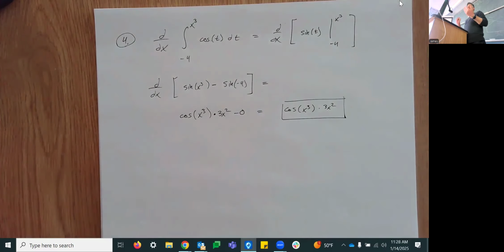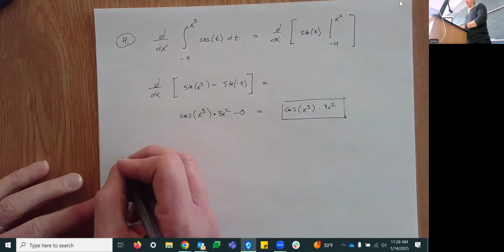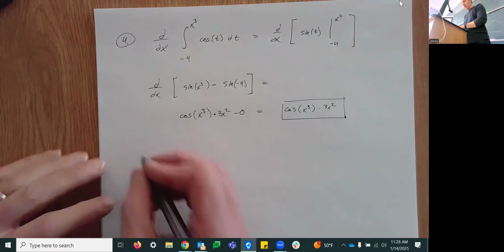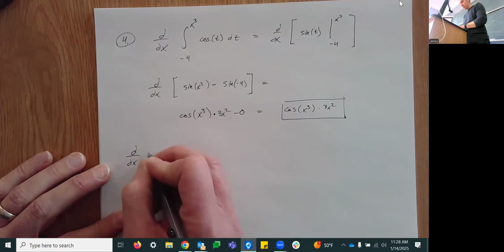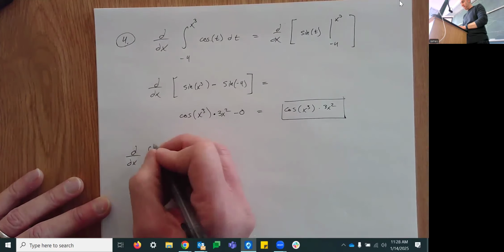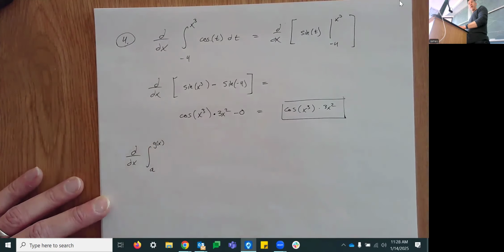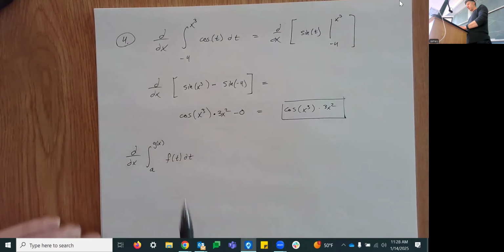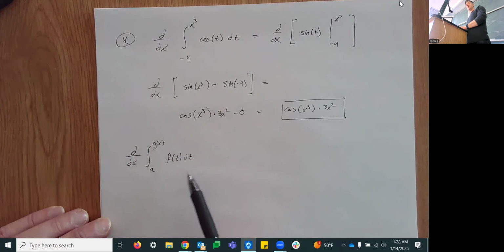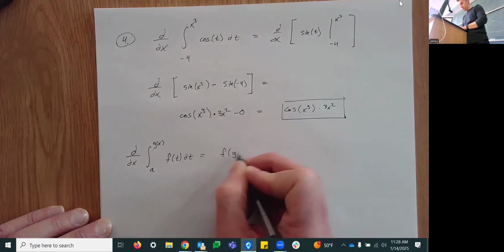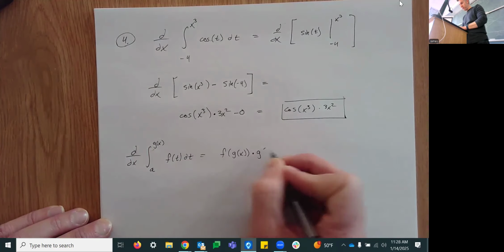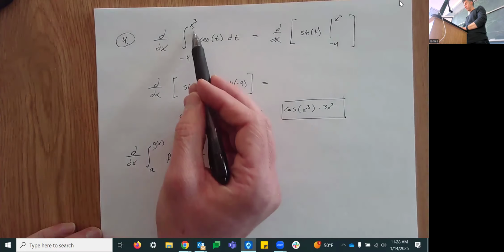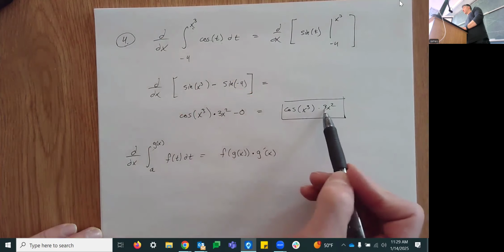The more general version of the first part of the fundamental theorem of calculus is that the derivative of the integral from a constant to a function of x, not just x, but a function of x, of some f of t dt, is essentially plugging g of x in for t, but then multiplying by the derivative of g of x. Just like we did here, right? We plugged in x cubed where t was, and then we multiplied by the derivative of x cubed.